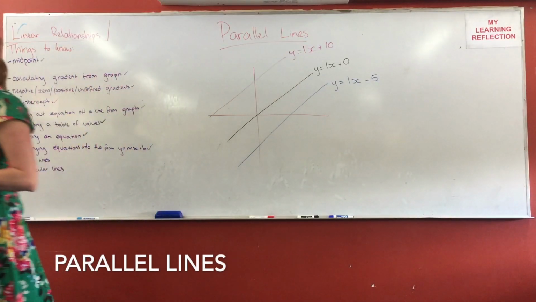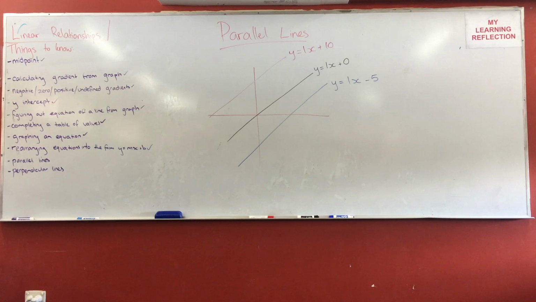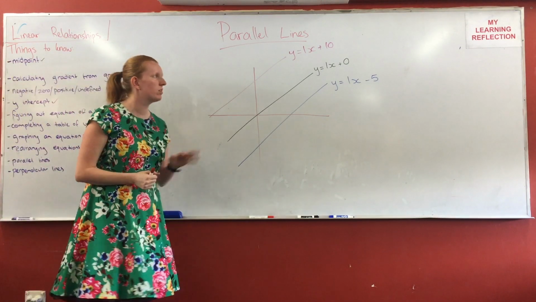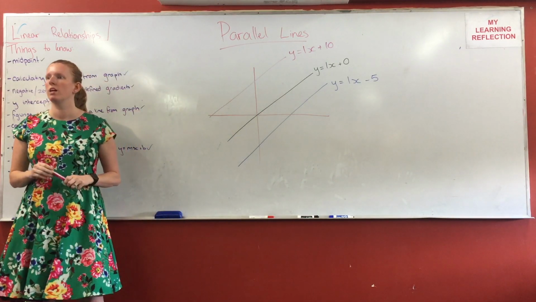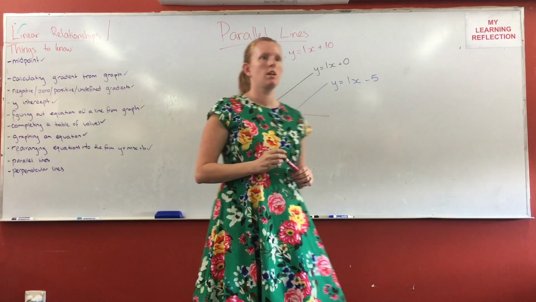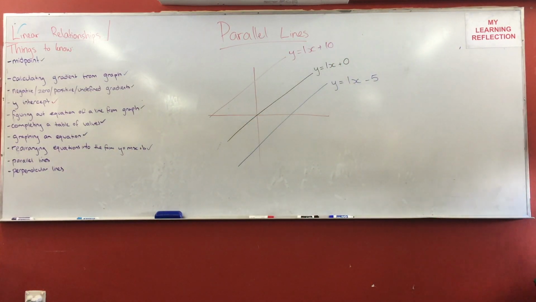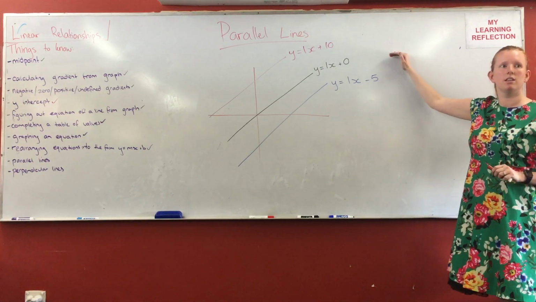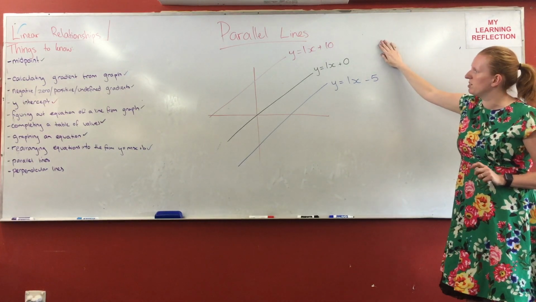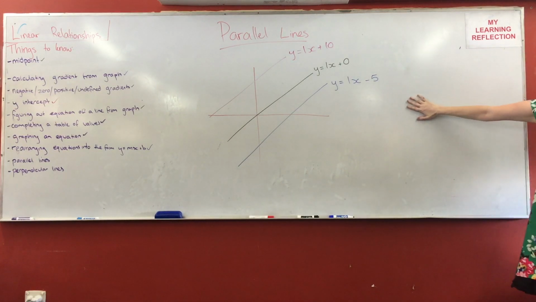Alright, next up, parallel lines. On the board, I've poorly drawn 3 parallel lines. What do you notice about them? What do they have in common? They're parallel. Awesome. I'm going to repeat that for anyone who wasn't necessarily paying attention. Here are 3 parallel lines. You've got to use your imagination because I can't draw, but nevertheless, what do they have in common?